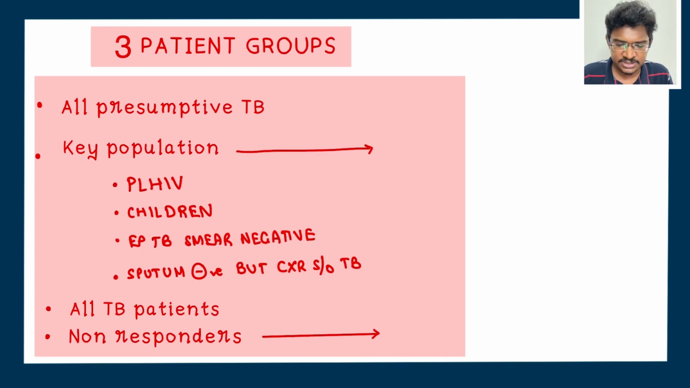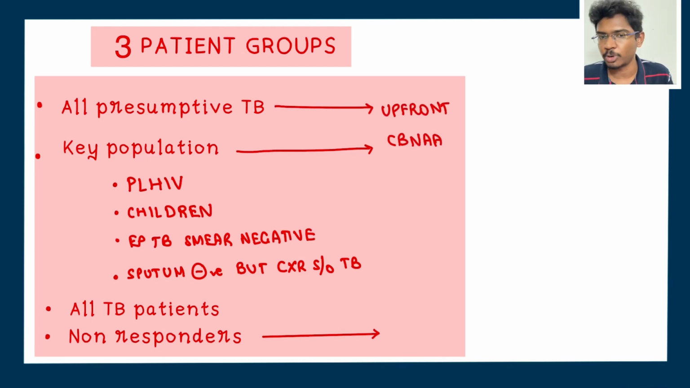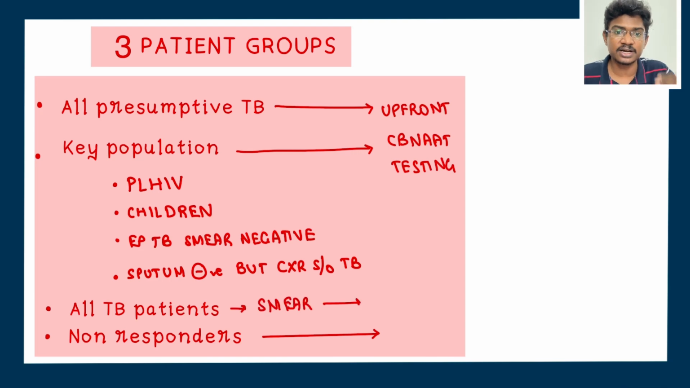Okay. Next is all tuberculosis patients. Now they are telling that in all tuberculosis patients, apart from doing sputum AFB, also do CB-NAT. Next is non-responders to treatment, obviously, because CB-NAT should be done to detect resistance, and then we will further process for LPA studies to diagnose resistance. Okay, so these are the patient groups.